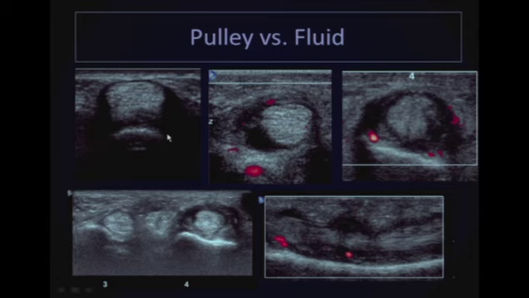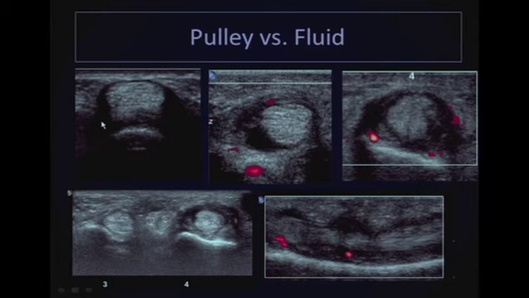In this case, the finger pulley. This is a flexor tendon in one of the digits. There's a superficial and a deep flexor tendon. And this is a pulley that holds the flexor tendon to the bone and is a focal thickening in the tendon sheath. Now, if you didn't know this or didn't expect this, this can be read as fluid.